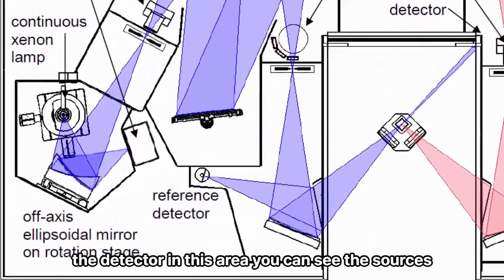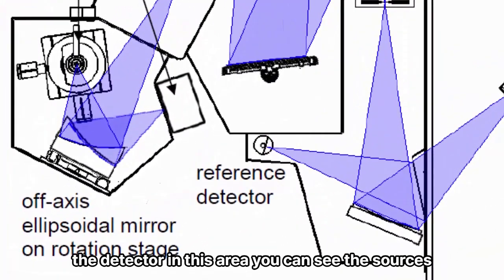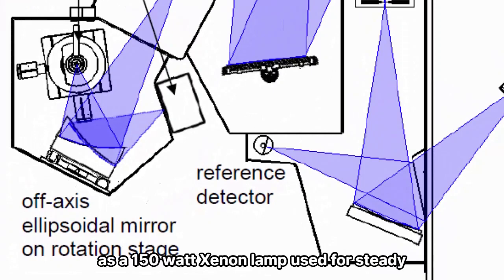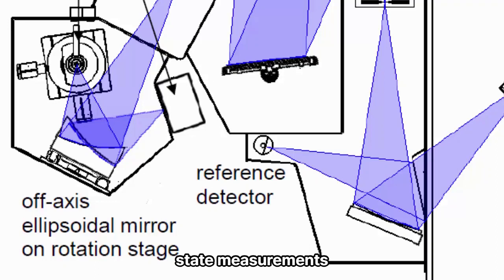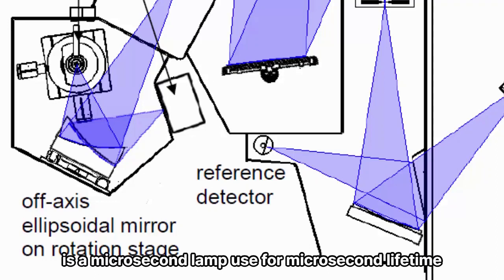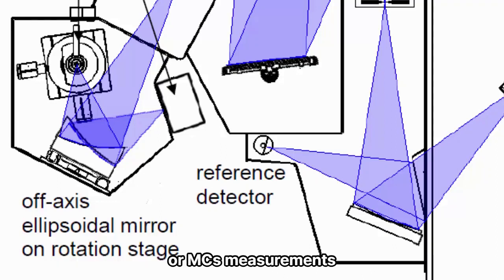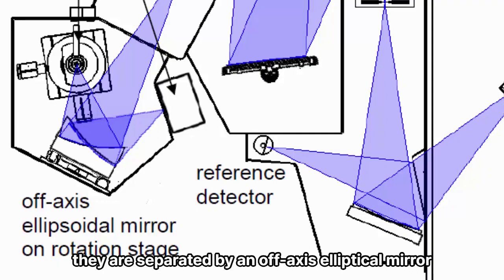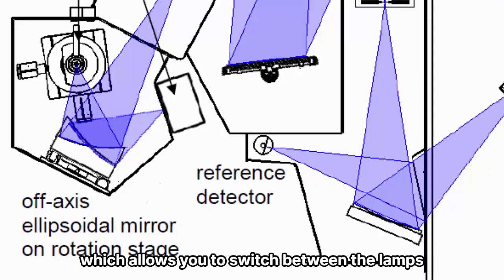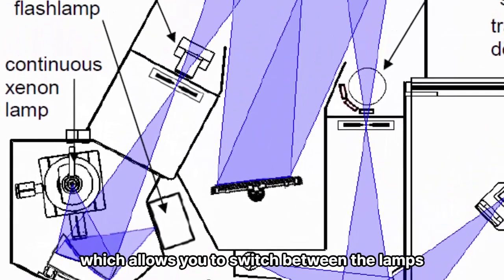In this area you can see the sources. The larger lamp is a 150 watt xenon lamp used for steady state measurements, and the smaller lamp is the microsecond lamp used for microsecond lifetime or MCS measurements. They are separated by an off-axis elliptical mirror which allows you to switch between the lamps.